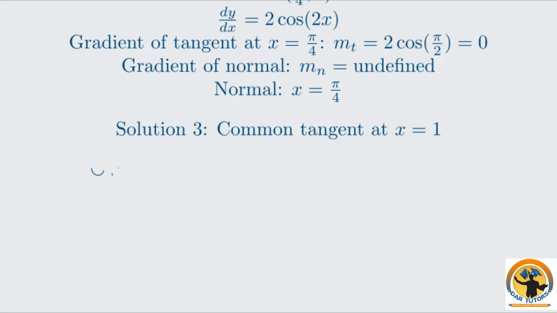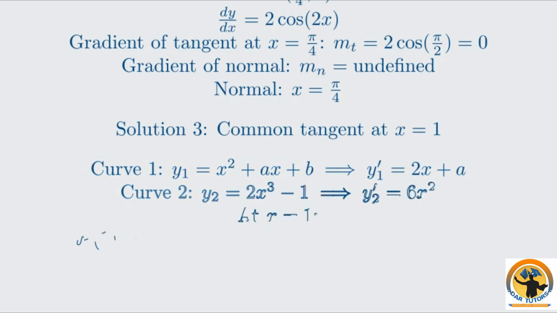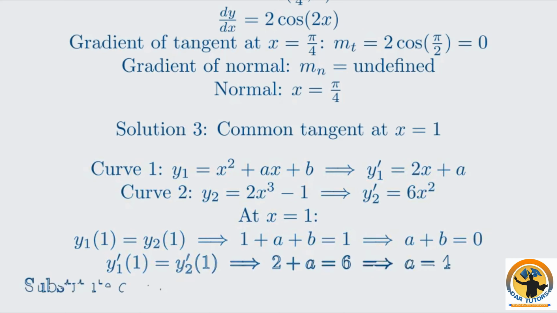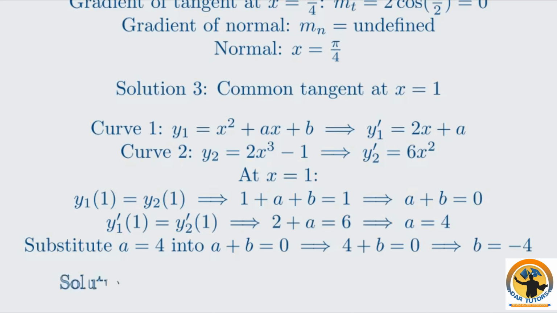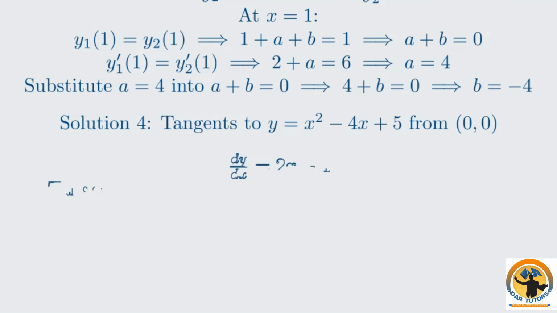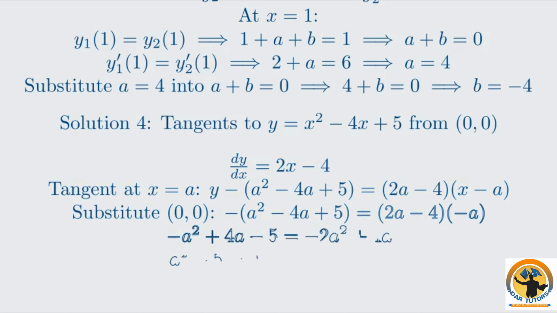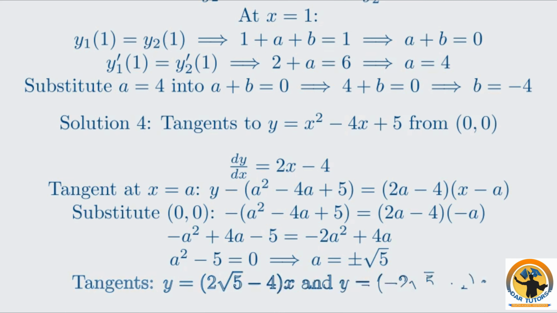For question 3, we use the common tangent conditions. The y values are equal at x1, giving a plus b equals 2. The gradients are equal at x1, giving a plus 2 equals 6. Solving this system gives a equals 4 and b equals 2. For question 4, we follow the external point method. We find the derivative, 2x minus 4. We set up the tangent equation at a general point a and substitute (0, 0). This gives a squared minus 4a plus 5 equals 0. The discriminant is negative, meaning there are no real solutions for a. Therefore, no tangents pass through the origin.